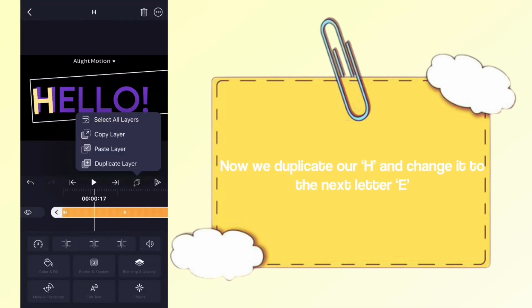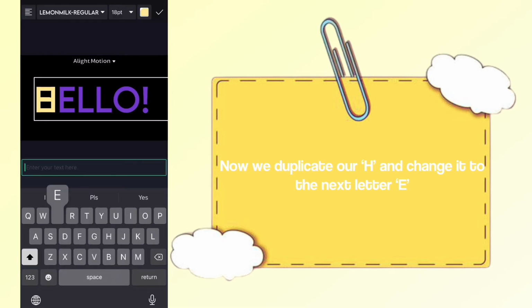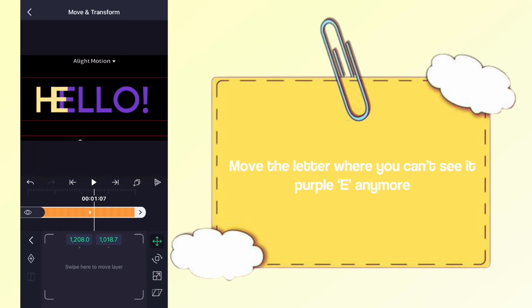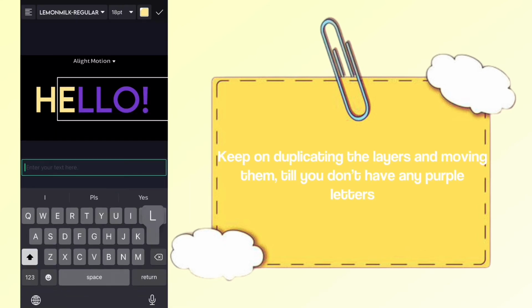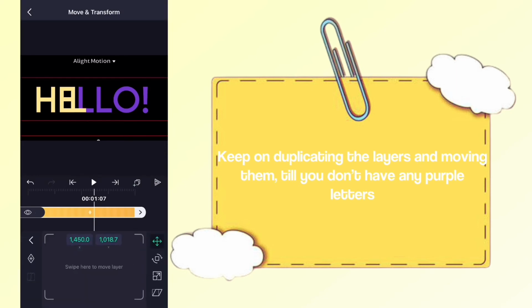Now we duplicate our H and change it to the next letter, E. And we move the letter to where you can't see the purple E anymore. And keep on duplicating the layers and moving them till you don't have any more purple letters.